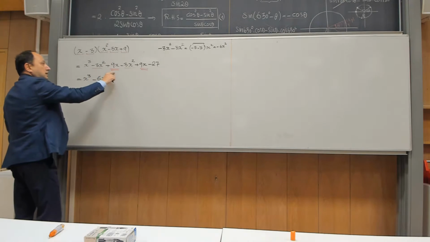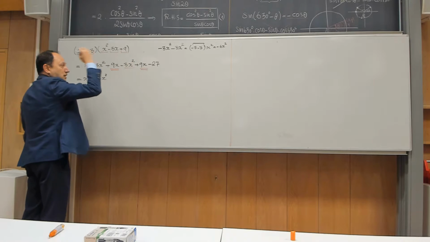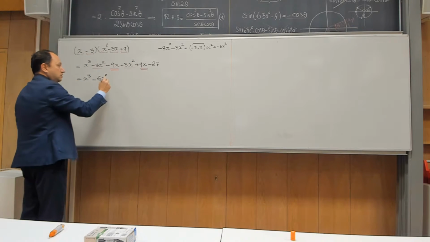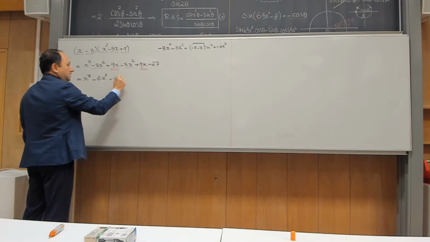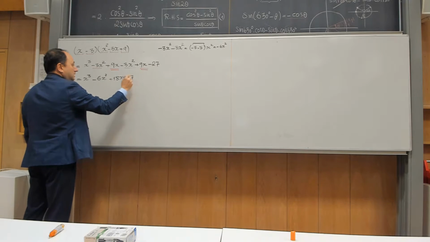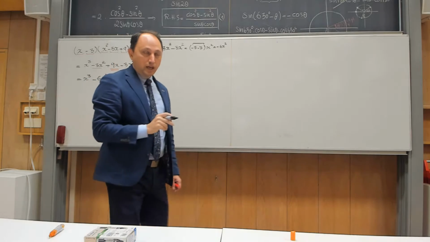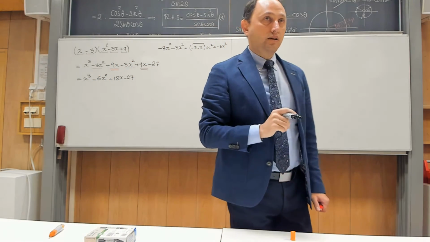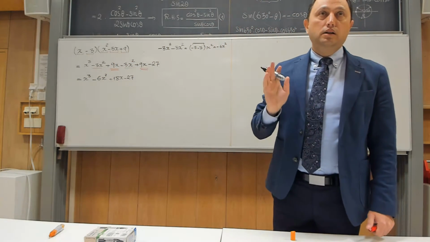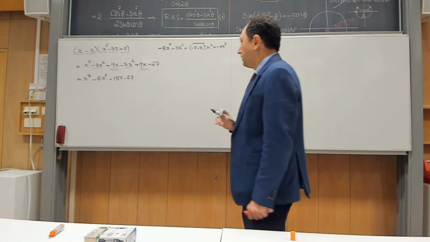And then you go to the next pair, 9x. I have another 9x added to that, so it becomes 18x, and then minus 27. This is the answer that I expect you to write for me in order to be able to achieve all the points in that example. Yes? Is that clear? Okay.